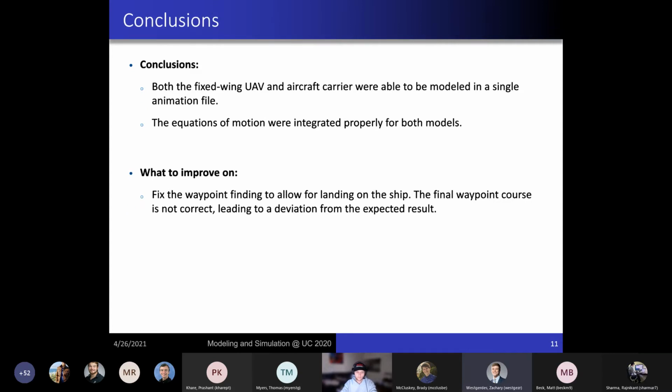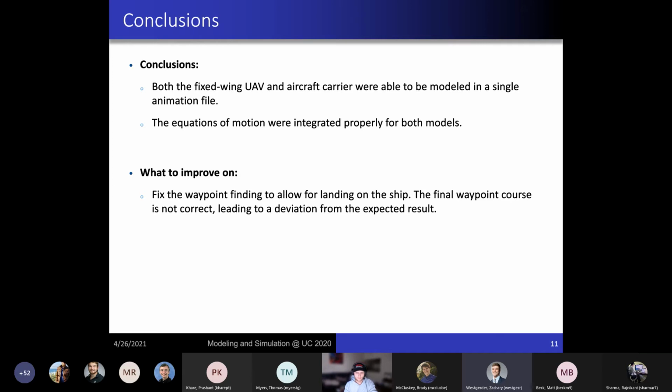Conclusions. Like I said before, we completed almost everything we set out to do. We got both the UAV and the aircraft carrier modeled within the same animation file. We got them to perform their individual dynamics. We got the UAV to move the way we wanted it to for the most part, and then we got the ship to move at a constant forward velocity.